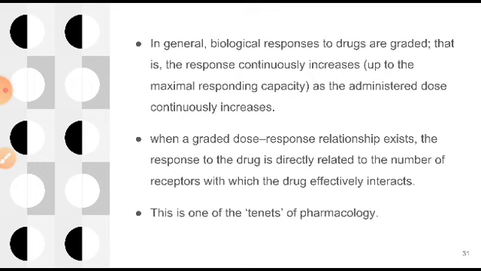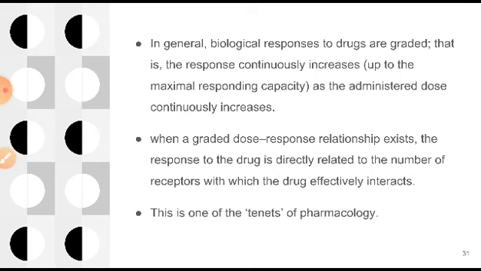So in general, biological responses to drugs are graded. Now I'm going to introduce a few new terms to you. One term is called graded. Graded means the response continuously increases as the administered dose continuously increases, right?